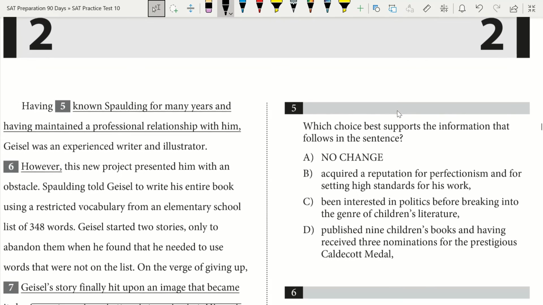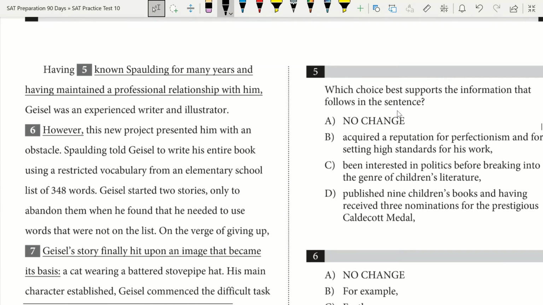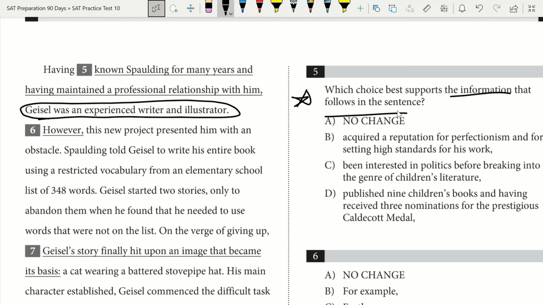All right, now we got 5. Having known Spalding for many years and maintained a professional relationship with him, we're asked for which choice best supports the information that follows in the sentence, so we have to read what follows in the sentence. Geisel was an experienced writer and illustrator, so we want to have an intro sentence that talks about him being an experienced writer and illustrator, which option A does not do. It talks about their relationship.